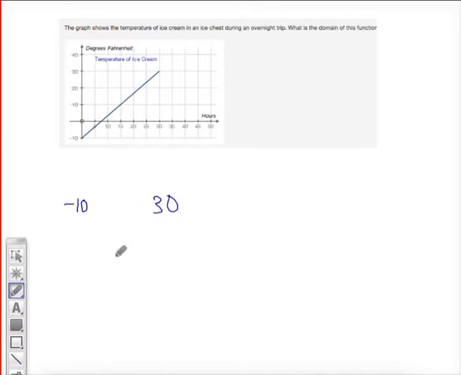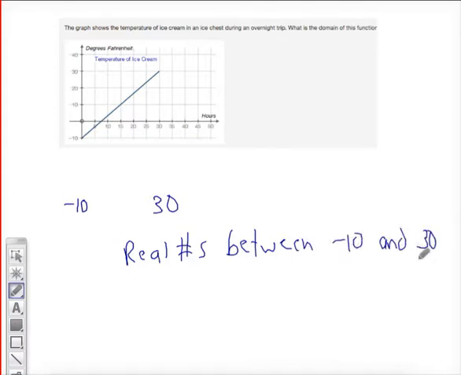So you want to make sure that the domain is all real numbers between -10 and 30. That's it. All the real numbers between -10 and 30. So the domain is your x values from here to here, and every one of them in between.